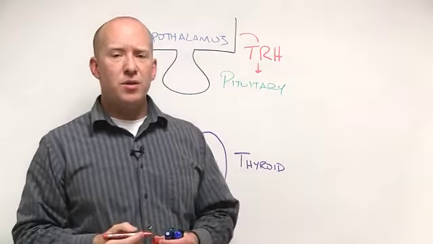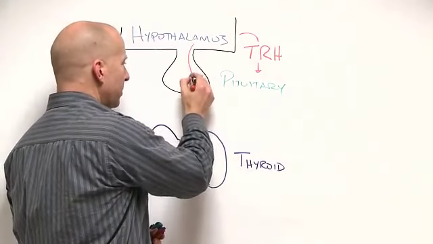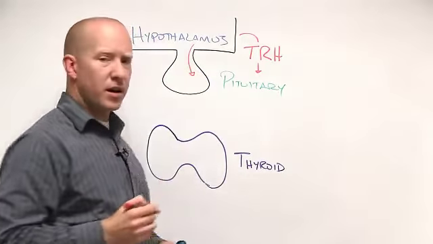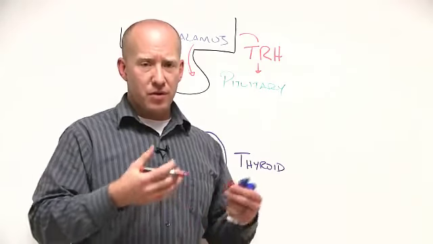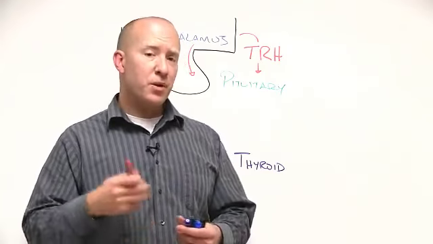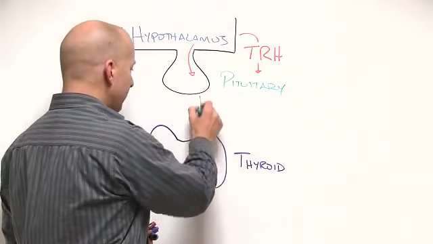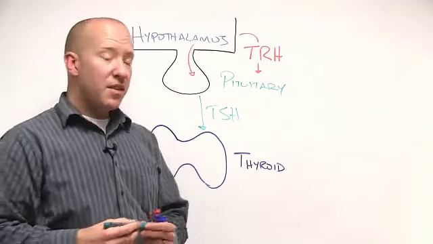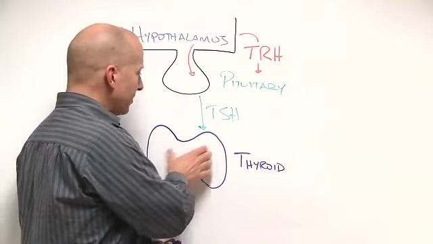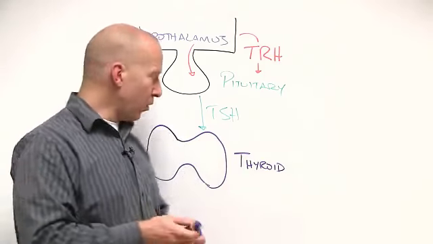Now, TRH, or thyrotropin-releasing hormone, actually gets passed down through the pituitary stalk into the pituitary gland itself, and depending on the level of TRH, the pituitary gland then responds by producing its hormone, TSH, or thyroid-stimulating hormone. Then the thyroid gland, in response to the amount of TSH that it's receiving, produces thyroid hormone.